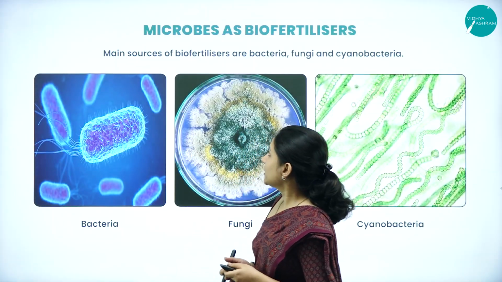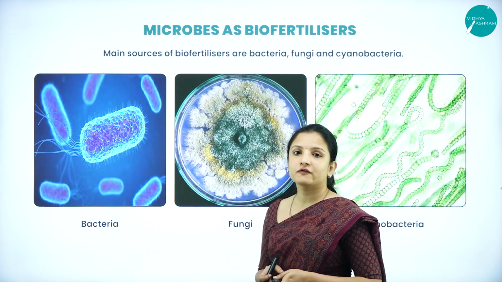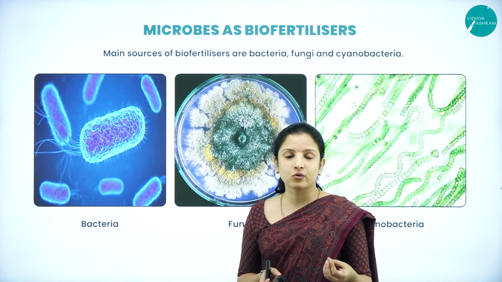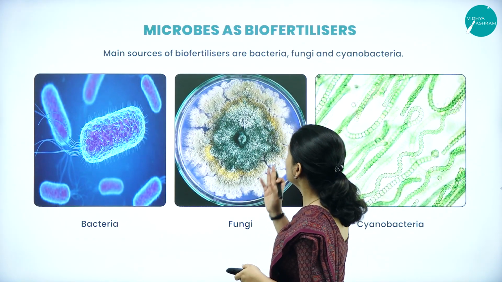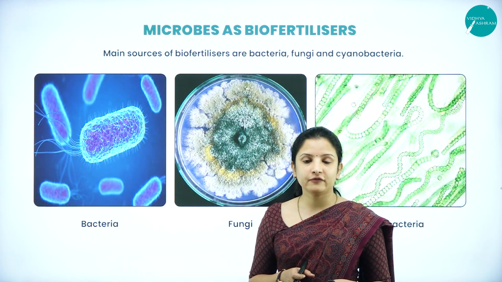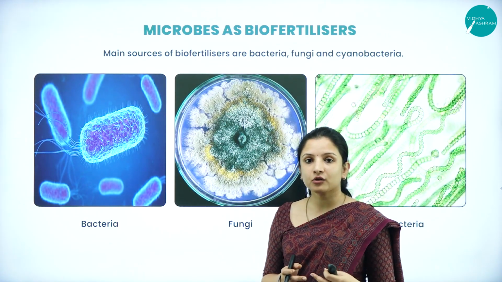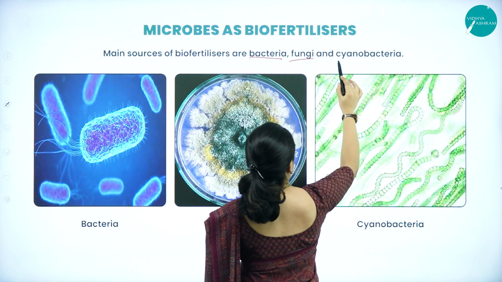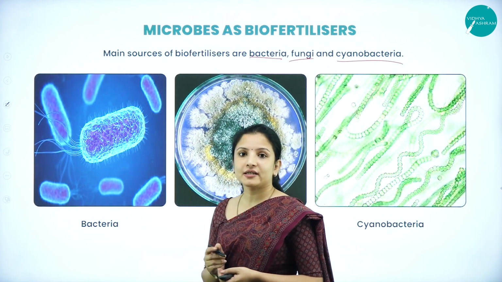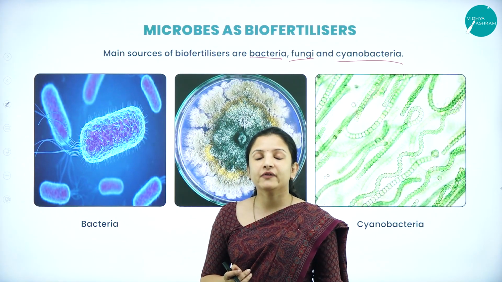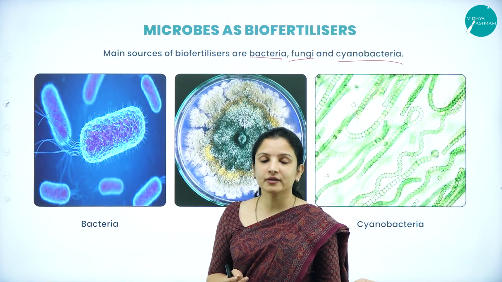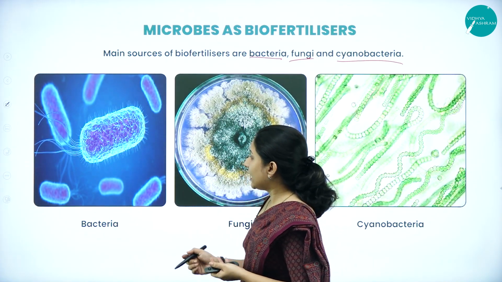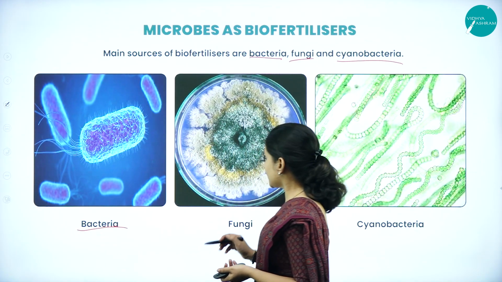To start with, we shall first understand some of the microbes which play a very important beneficial role as biofertilizers. There are different sources of biofertilizers, wherein microbes are in the form of bacteria, fungi and cyanobacteria. Cyanobacteria are nothing but the blue-green algae. We have Anabaena, Nostoc and others, which can be used directly in the agricultural fields. So we have various bacteria and various fungi.